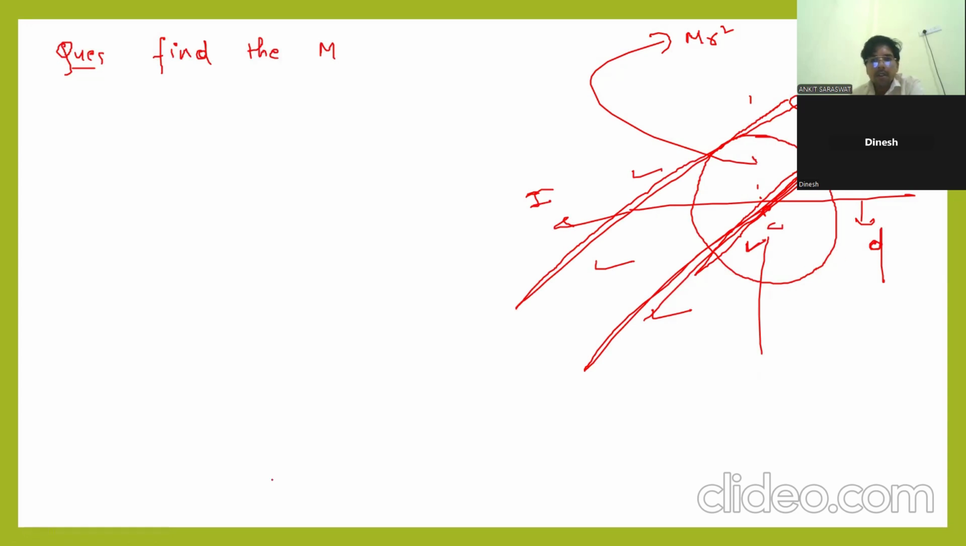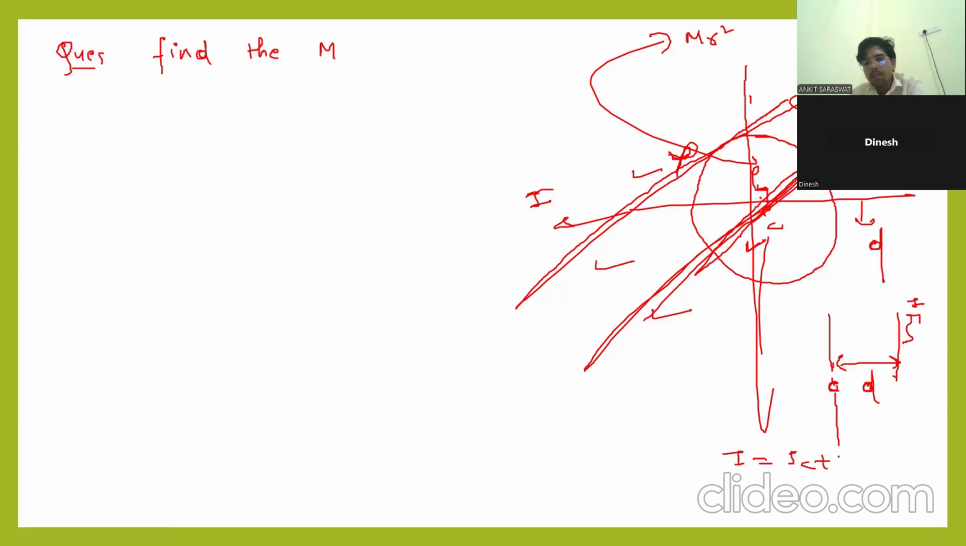The MR square which I have written is perpendicular to the plane of the ring. It is not parallel to this. The condition for the parallel axis theorem is that the two axes must be parallel and one of the axes must pass through the center of mass. Clear? Then this moment of inertia I will be I about C plus m into the square of the distance between them.